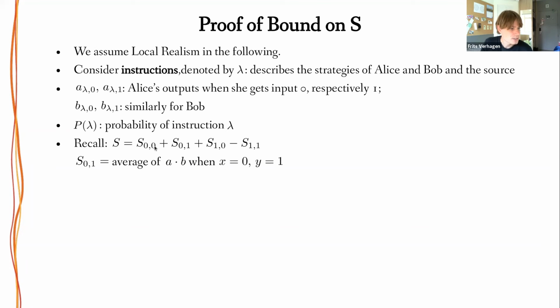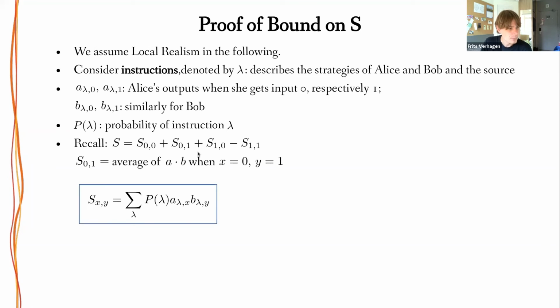Okay, so recall what S is. I wrote down the formula again. Now what we can do, if we take one of these 4 values, S_XY, so X and Y are both 0 or 1. Remember that S_XY is just the average of the product of the outputs. So the product A lambda X times B lambda Y for a certain strategy lambda. And if we multiply that with the probability of a strategy lambda, of an instruction lambda, sorry, and we sum over all instructions, then we get the expected value of S_XY.